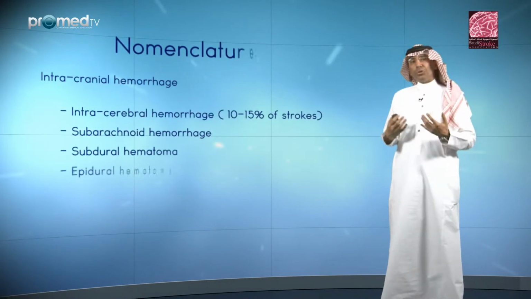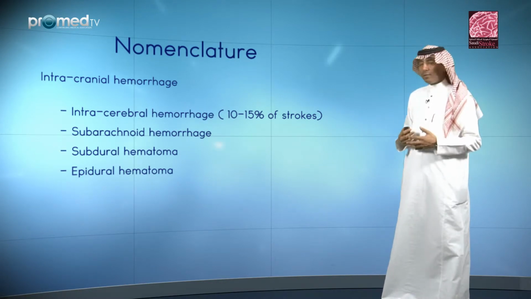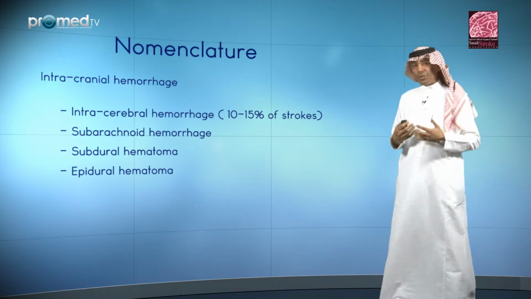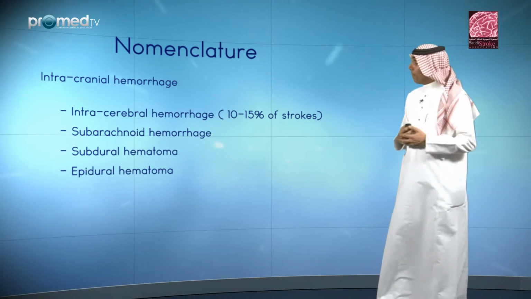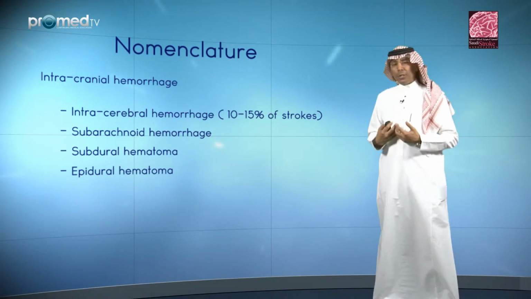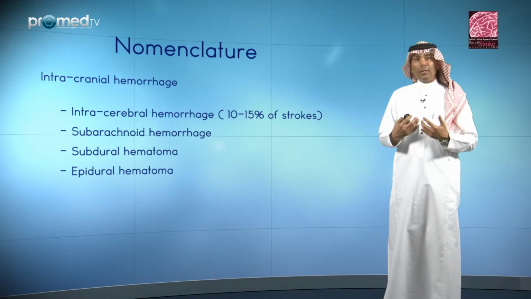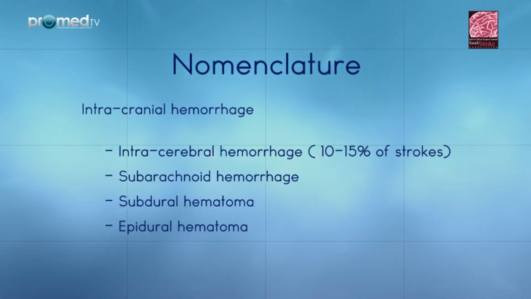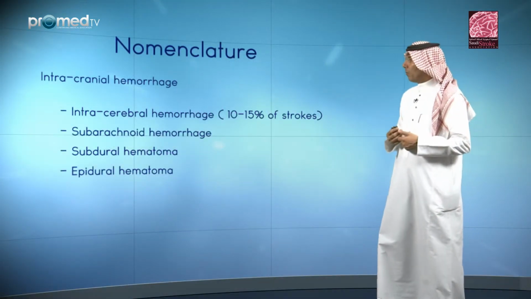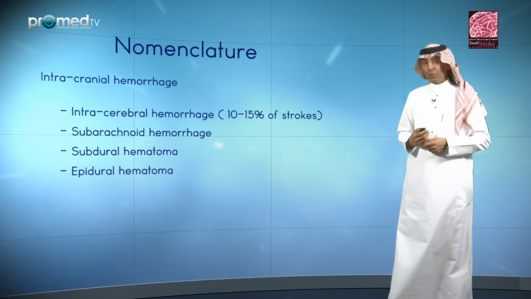Let me first start to clear some of the misunderstanding about names. People are using different names and sometimes there is a misunderstanding. What I mean by intracerebral hemorrhage is the bleeding within the brain tissue, within the substance of the brain. Many people use intracranial hemorrhage. However, intracranial hemorrhage is a more inclusive term that includes intracerebral hemorrhage, the one that occurs in the substance of the brain, the subarachnoid hemorrhage, either traumatic or aneurysmal, subdural hematoma, and epidural hematoma.